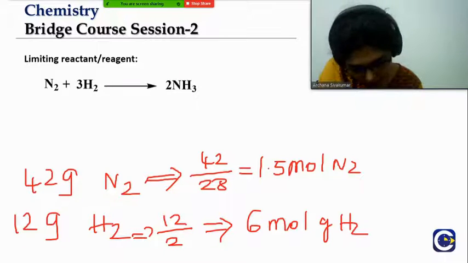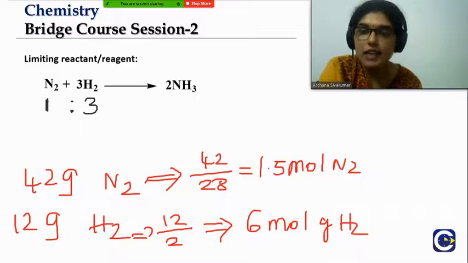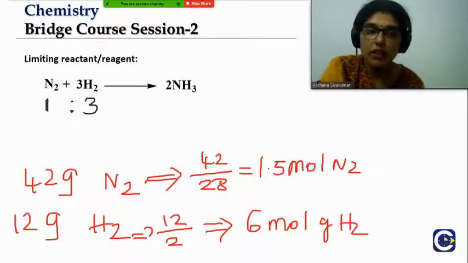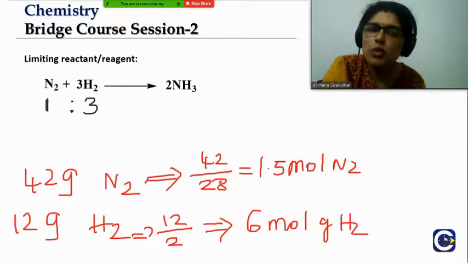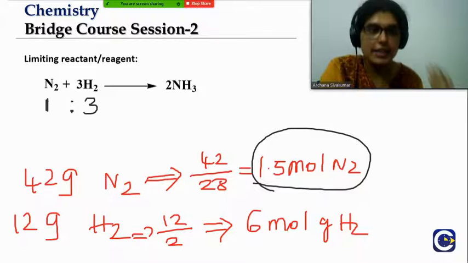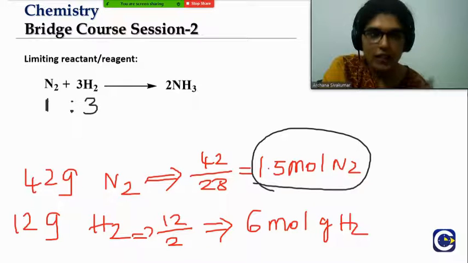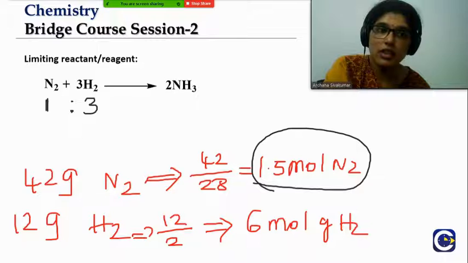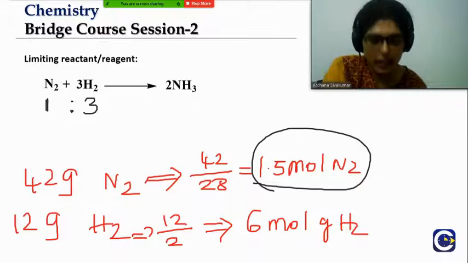Now let's write here, the standard ratio is 1:3 according to the balanced reaction. Whenever these two reagents are given, we have to first find out what is present in excess. So how do I compare 1.5:6? What I do is take one reactant and see how much of the other reagent is needed. If the amount needed is more than the given value, that means the other is present in excess.